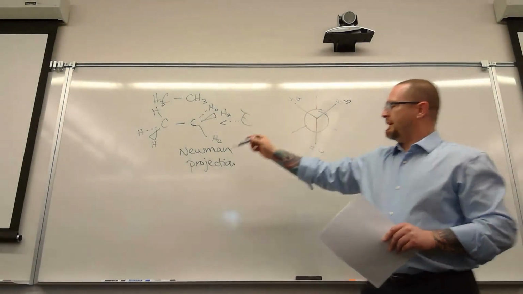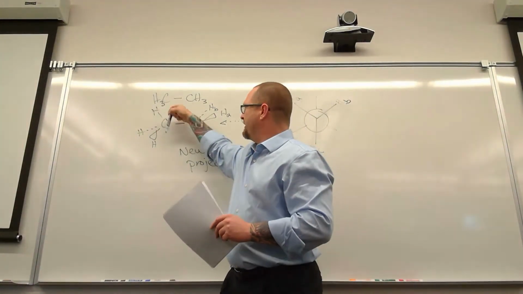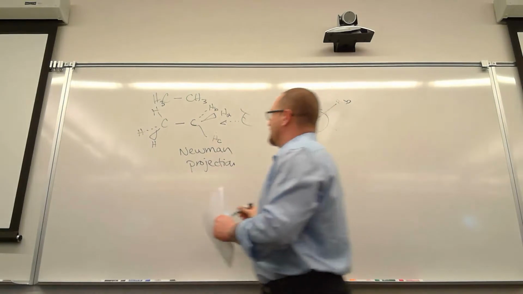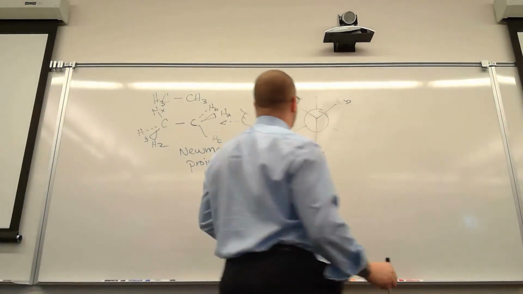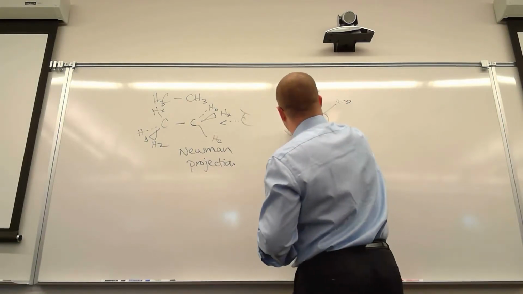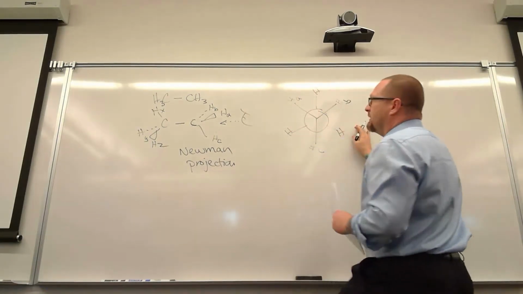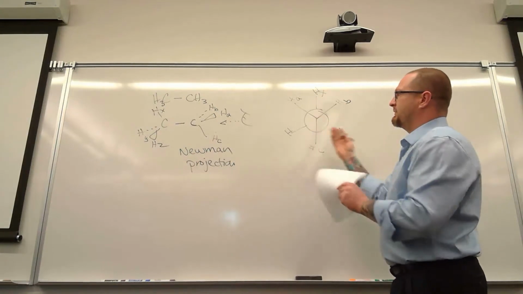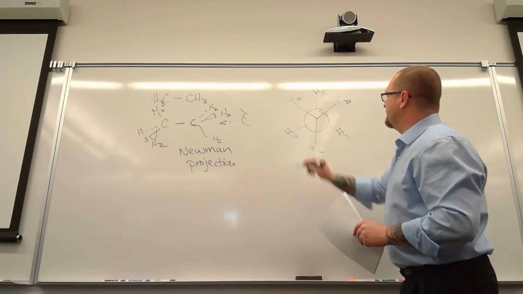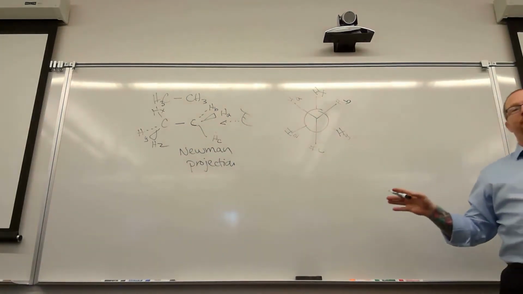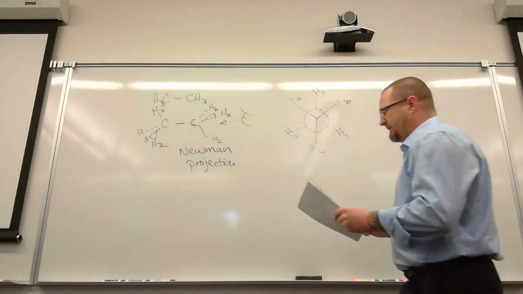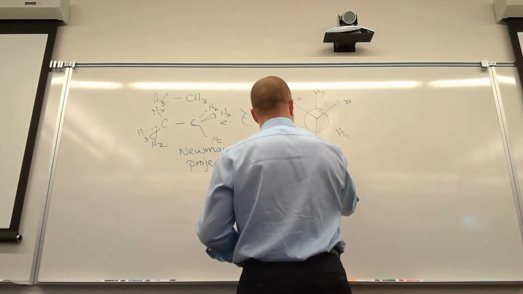And then on the other side, you can see this one's up. These two are down. We can call these X, Y, Z. And so we've got X, Y, and Z. This orientation, where everything has as much space about it as possible, is called a staggered conformation.